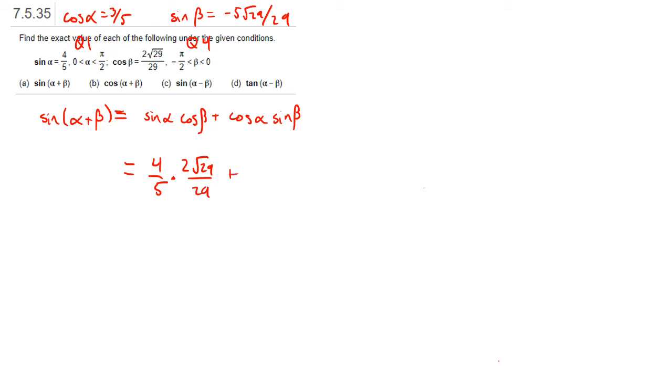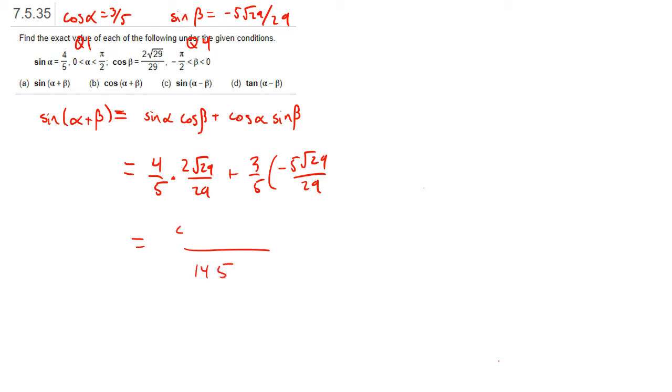So returning back to the sum formula for sine, sine alpha was given, cos beta was given. Cos alpha is 3/5 and sine beta is negative 5 root 29 over 29. Observe that 5 times 29 is a common denominator in both. That's 145.